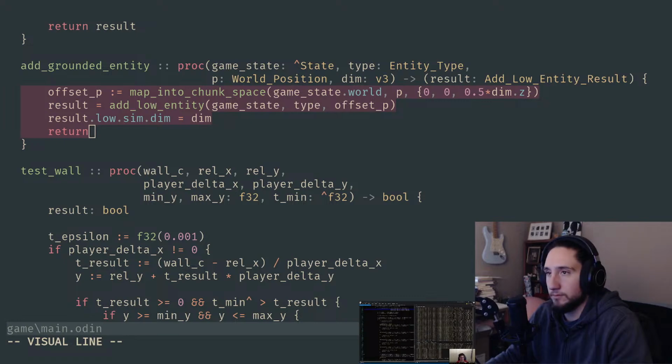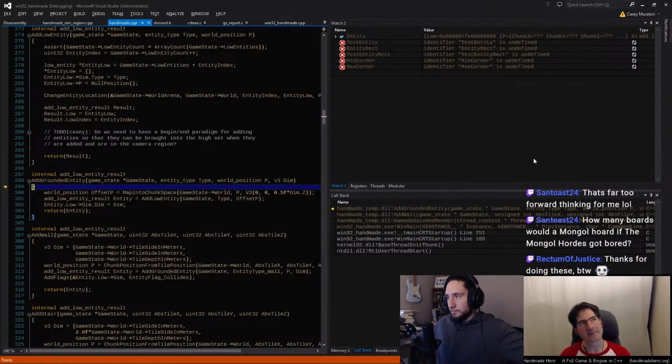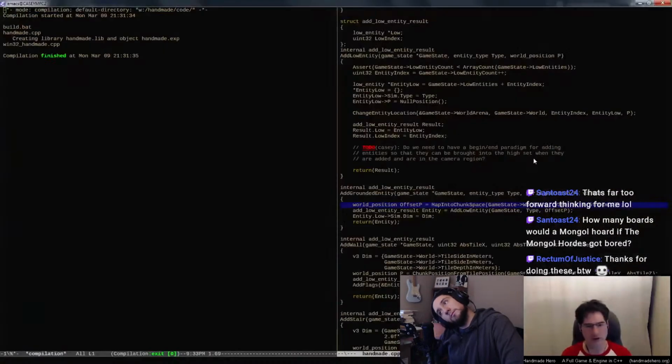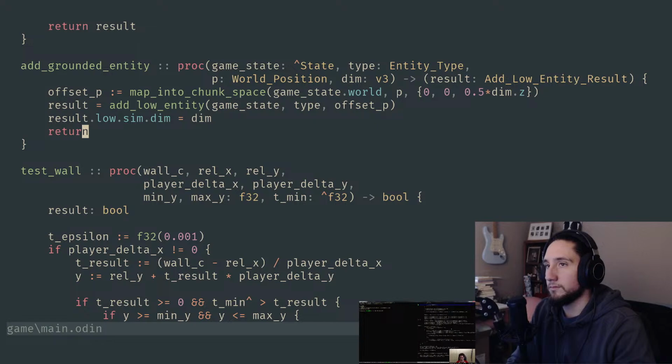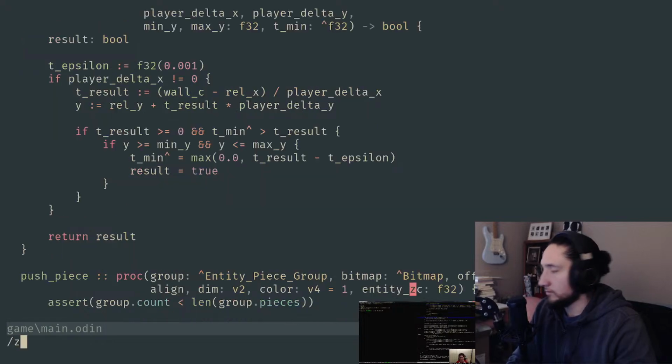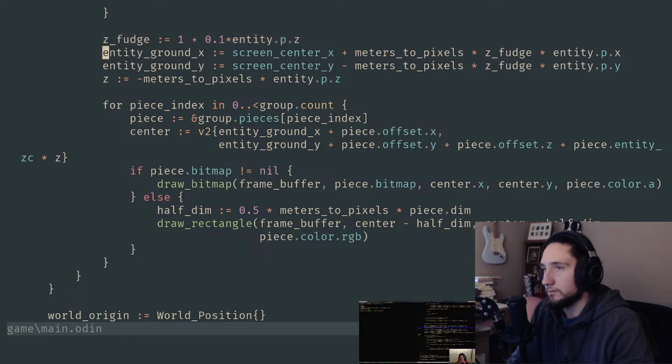Grounded entity. Let's see what it says here. So, map into chunk space. Oh, you know what though? Now that I think about it, really our drawing code is slightly wrong. In fact, I should fix the drawing code first before I look at this. Our drawing code uses the Z placement to determine where to draw the guy, but it really should use the minimum of the Z bounds, right? It shouldn't be using this as the entity Z, right?